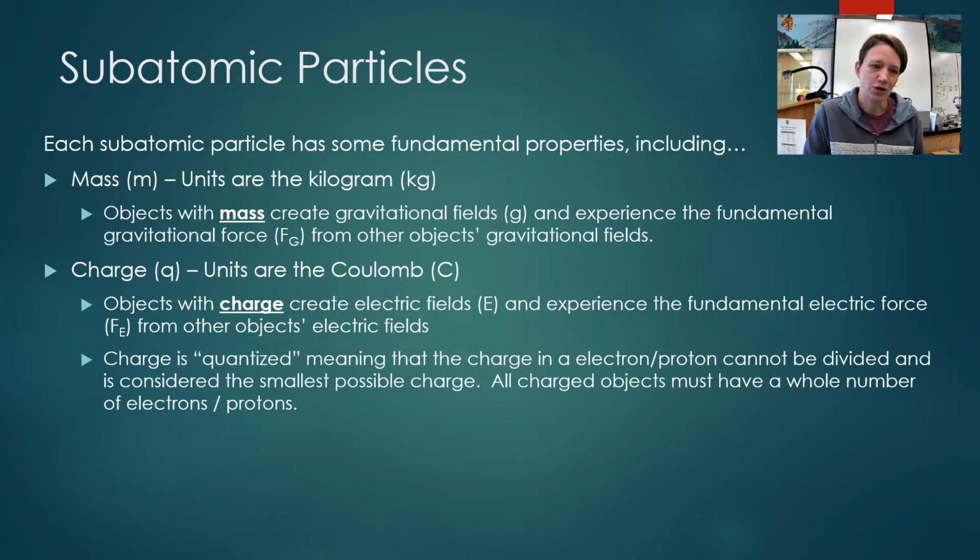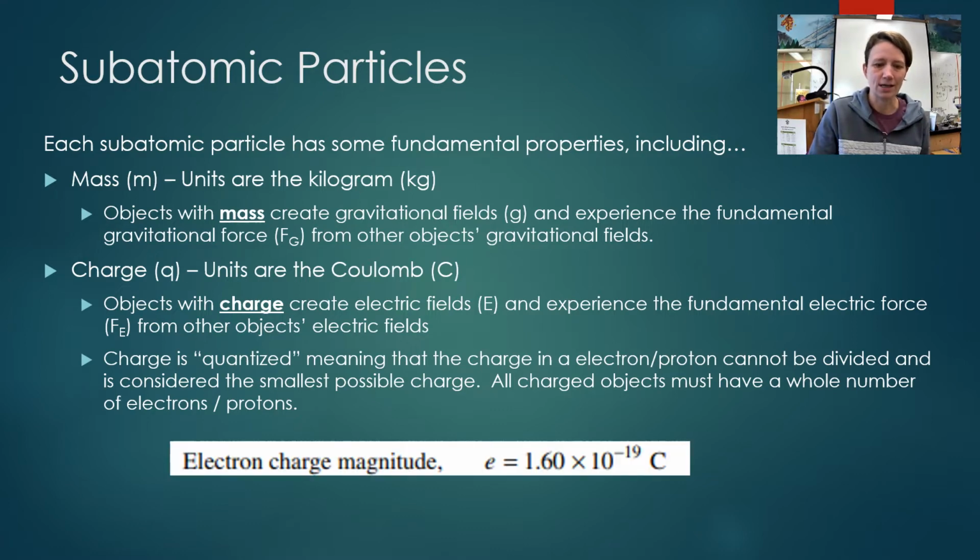One note about charge compared to mass is that we say that charge is quantized. That means that the smallest piece of charge that we know of, the only things that really have charge, are electrons and protons. We can't chop an electron in half to have the charge of half of an electron. We can't have 4.5 electrons in something. We've got to have a whole number of electrons. And so consequently, the smallest possible electric charge on any object is the charge of an electron. Every object must have a whole number of electrons and protons, and that's called quantized.